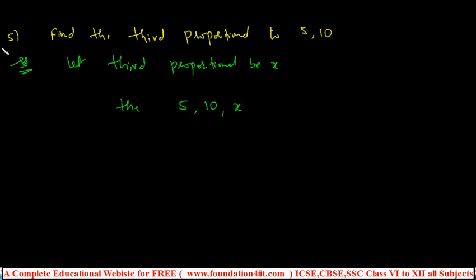So these three are in proportion. Because of continual proportion, the first two and last two ratios are the same. So 5 is to 10 is equal to 10 is to x. Because they asked for the third proportion, no need to worry about the fourth now. Only third to 5 comma 10. So third is x, which means they are in continual proportion. So 5 divided by 10 is equal to 10 divided by x.